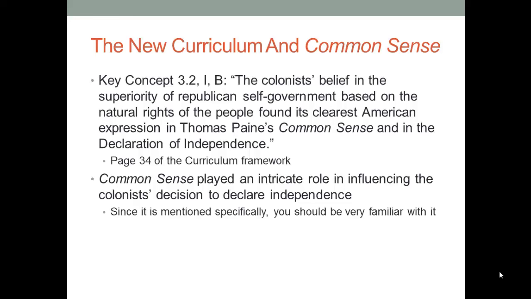So let's look at the APUSH curriculum. Key Concept 3.2, Roman numeral 1, letter B states the following. The colonists' belief in the superiority of republican self-government based on the natural rights of the people found its clearest American expression in Thomas Paine's Common Sense and in the Declaration of Independence. And this is located on page 34 of the curriculum framework, which you can download in the description below. Definitely be familiar with this, guys.